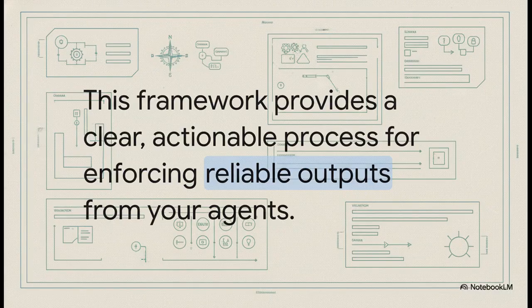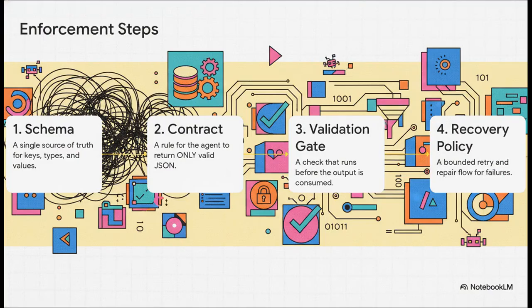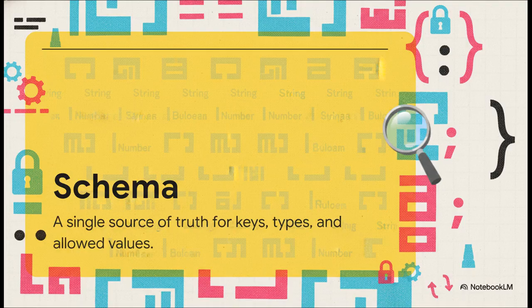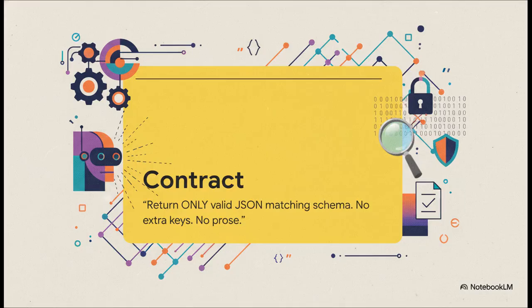All right, so how do we enforce that discipline? Well, it breaks down into 4 straightforward steps. Schema, contract, a validation gate, and a recovery policy. This is how you tame the chaos. First up is the schema. This is your blueprint, defining exactly what the output should look like. Next is the contract. You're basically telling the agent, stick to the schema, no excuses, no exceptions.